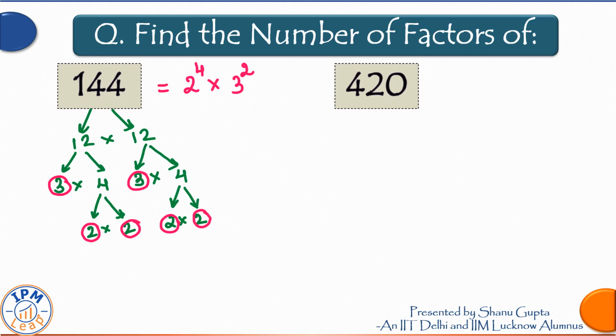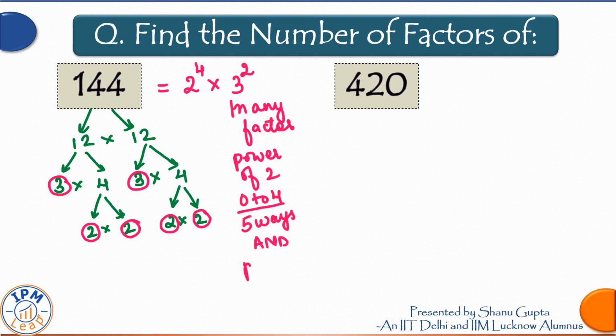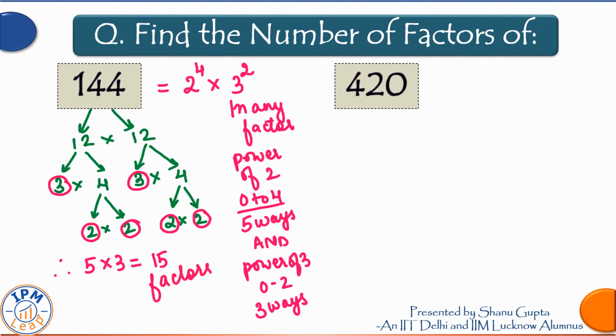Next, we reason out that in any factor of the number 144, the power of 2 can range from 0 to 4. It can be chosen in 5 ways. And the power of 3 can range from 0 to 2. It can be chosen in 3 ways. So 5 into 3. There are 15 factors of the number 144.